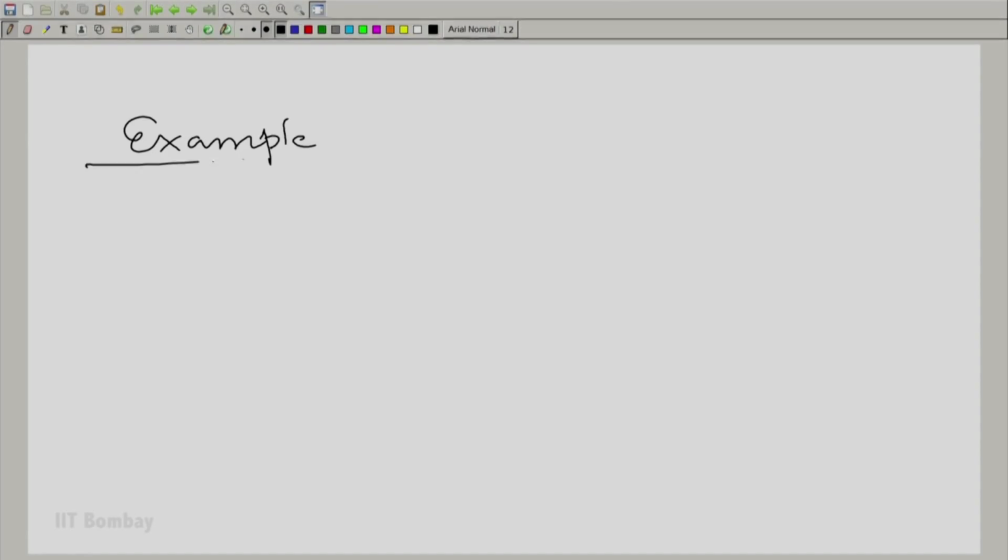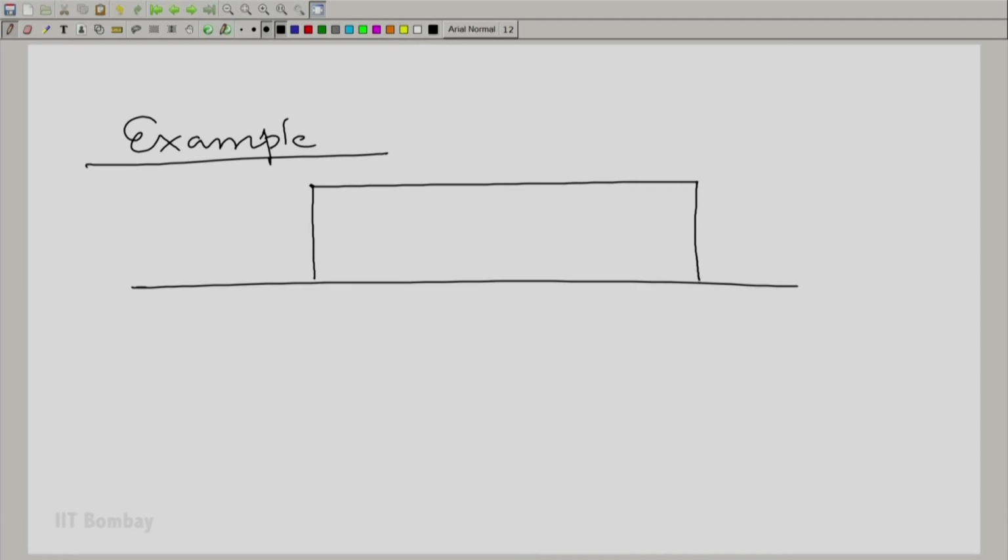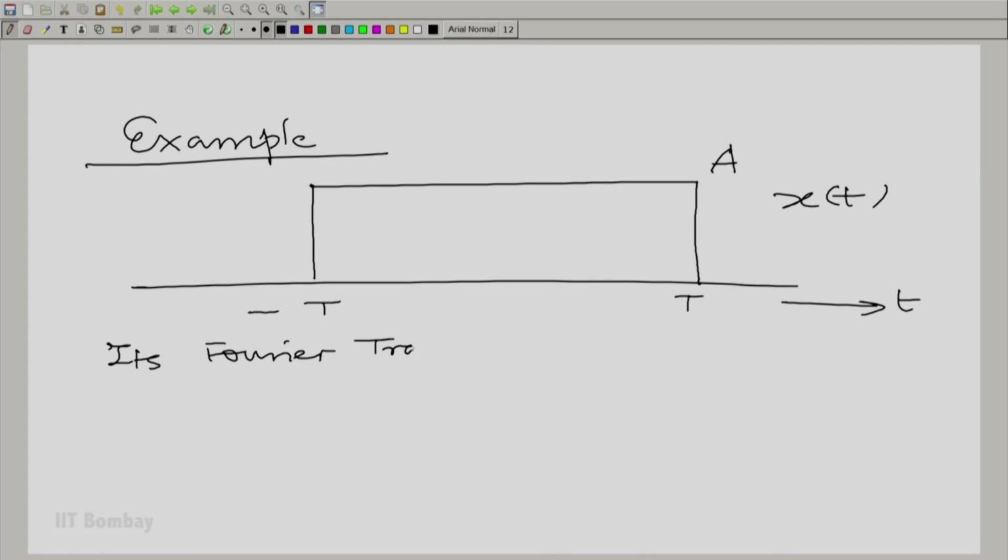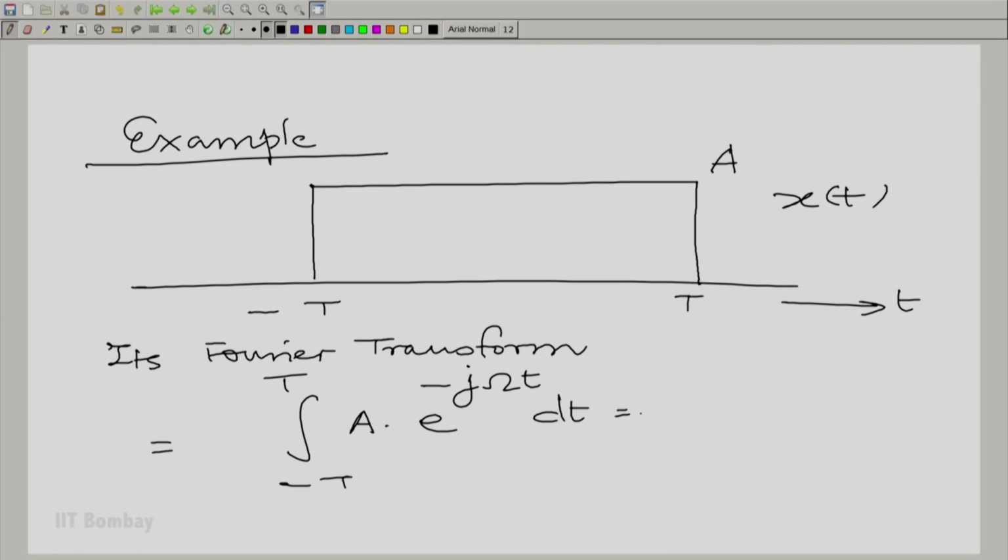Now, let us take an example to see how the differentiation property can simplify our work at times. So, for example, let us go back to the famous rectangular pulse and let us see what happens when we take the derivative property there. So, let us find out again the Fourier transform of our famous rectangular pulse with an amplitude of A going from minus capital T to plus capital T. This is x(t). So, its Fourier transform is of course as usual the integral from minus T to T, I am skipping a couple of steps, of A times e raised to the power minus j omega t dt.